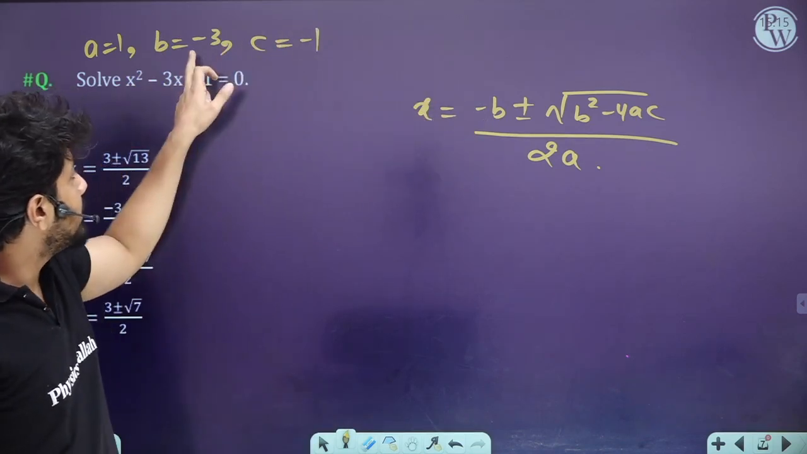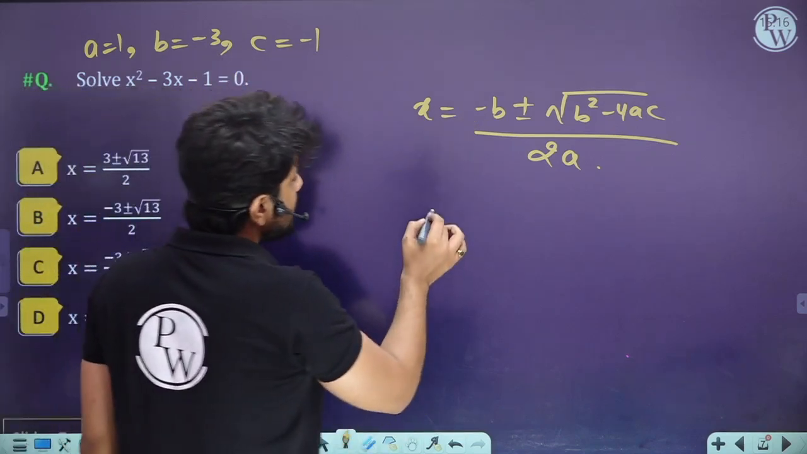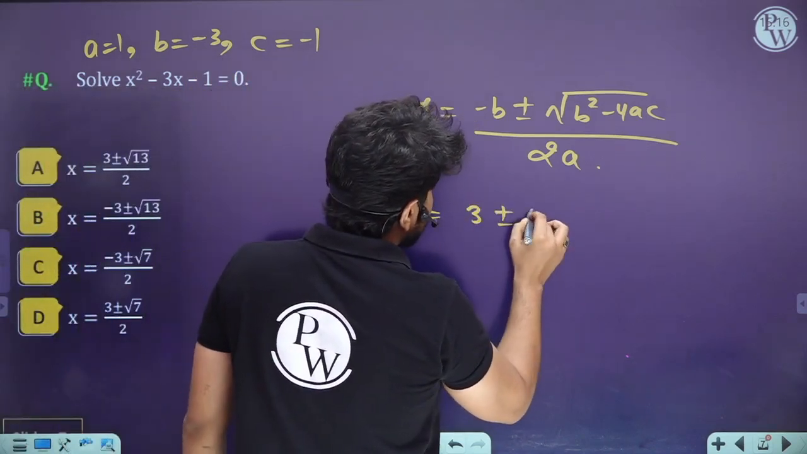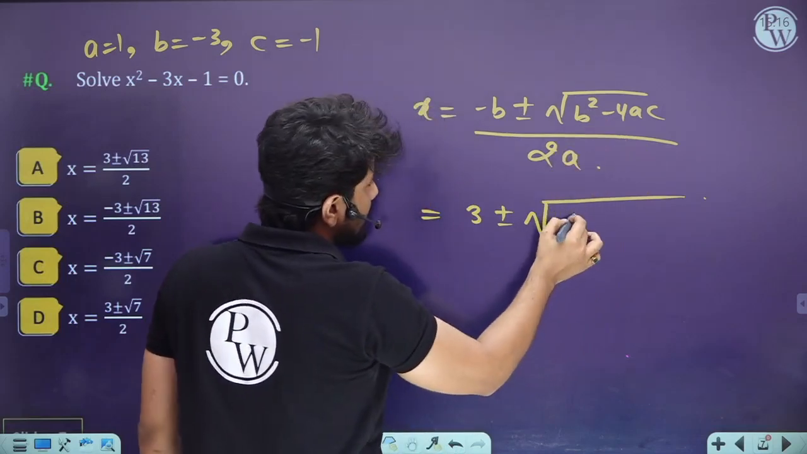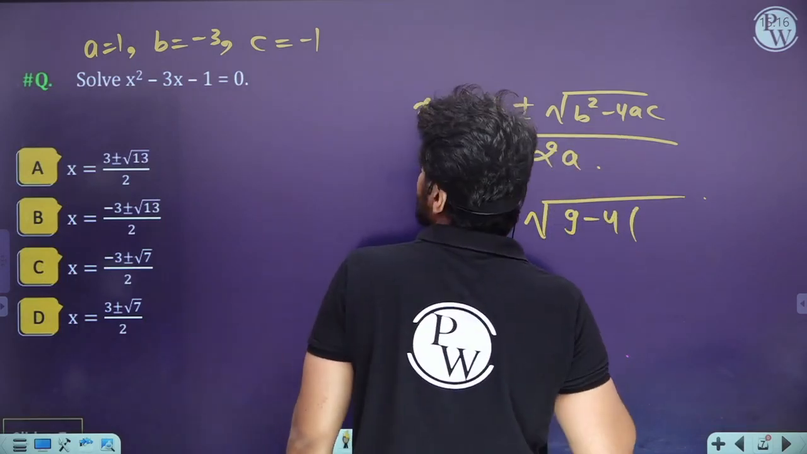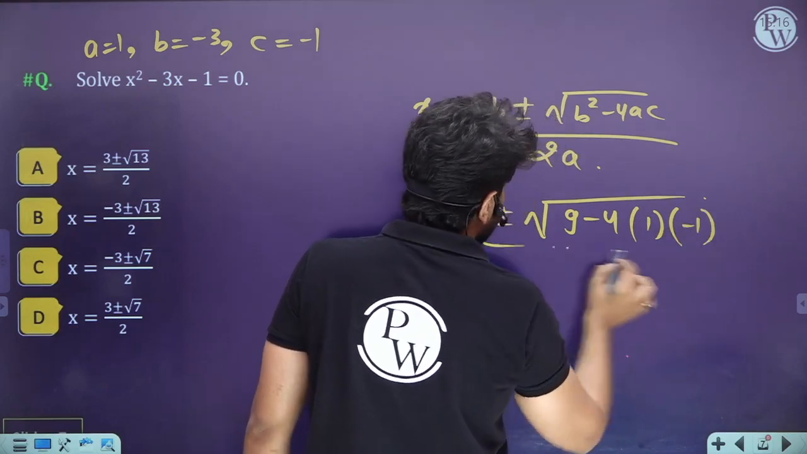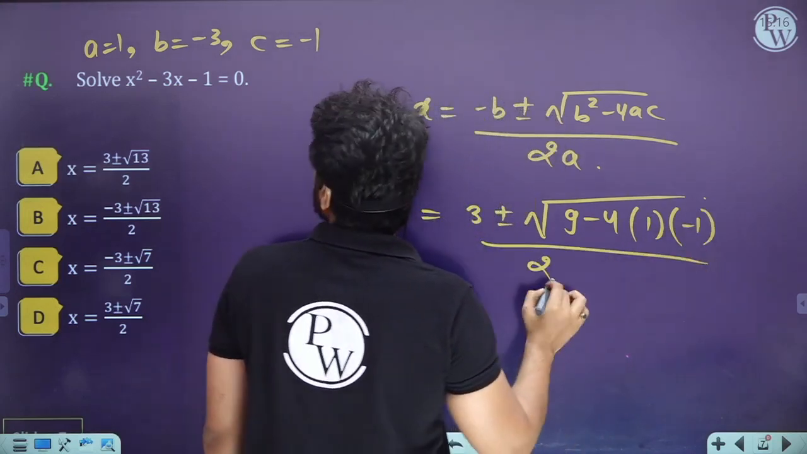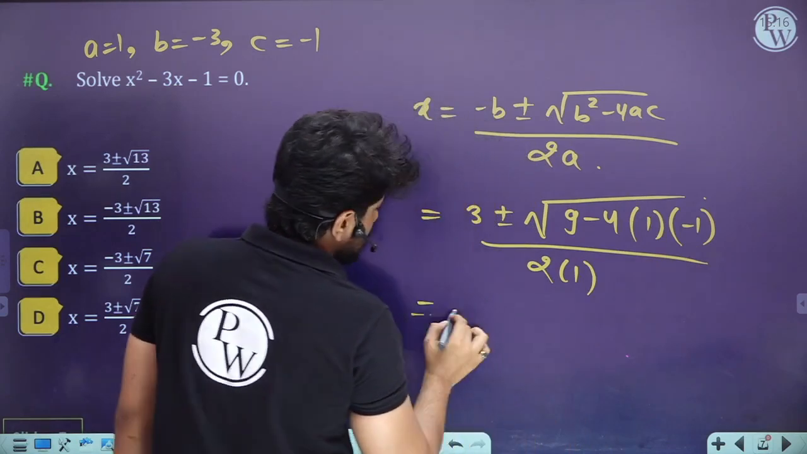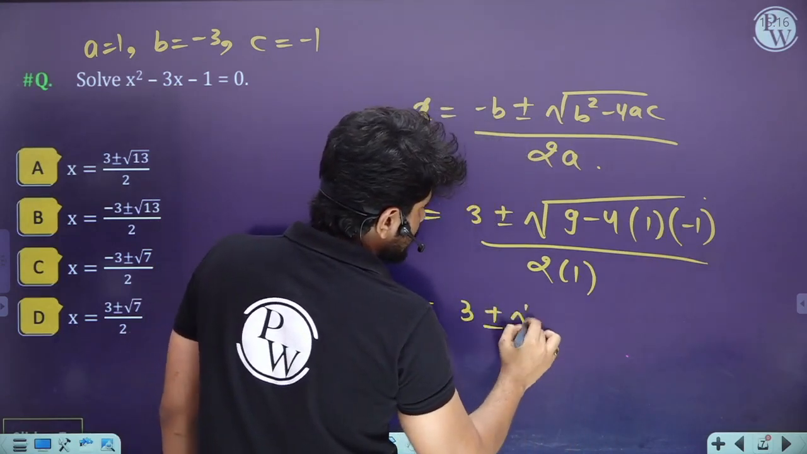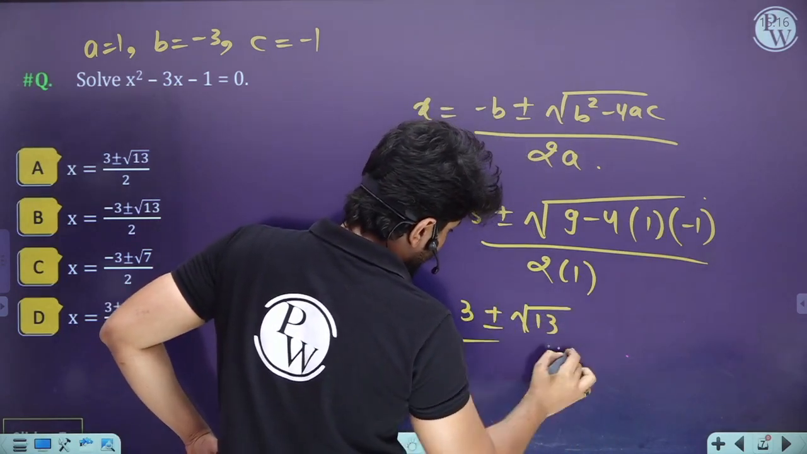Minus of b. B is minus 3. Minus of minus 3 will be plus 3. Plus minus under root of b square, that will be 9. Minus 4 into a. And what is c? C is minus 1, divided by 2a. 2 times a, the value for a is 1. So we get 3 plus minus root of 13 divided by 2.